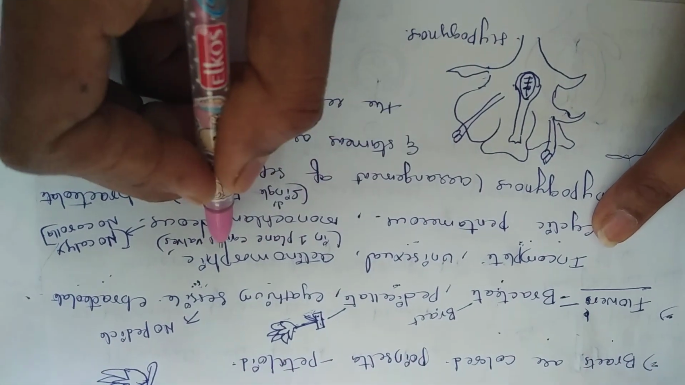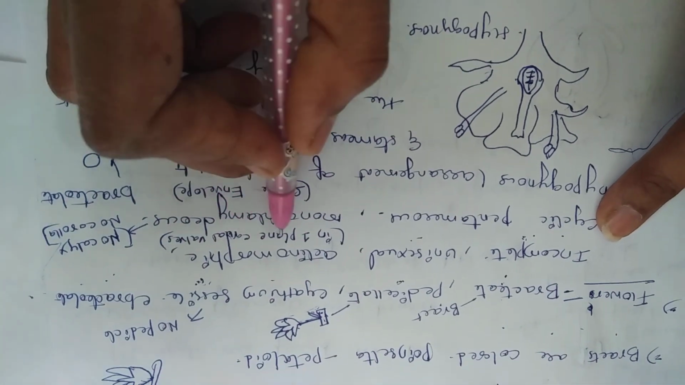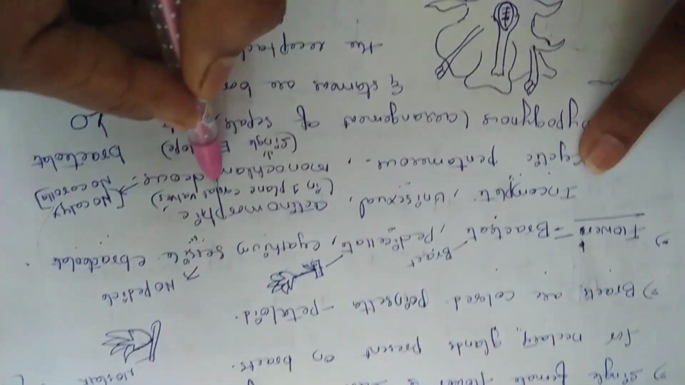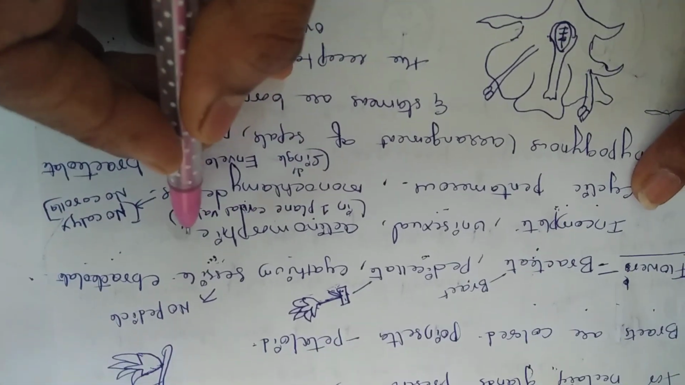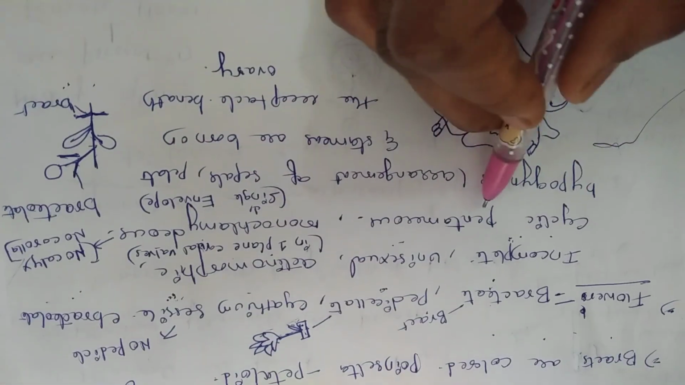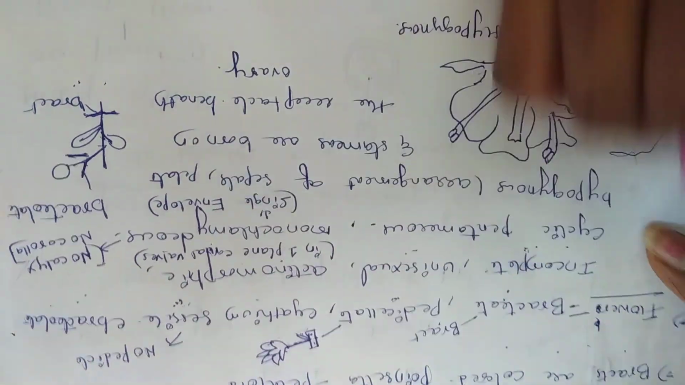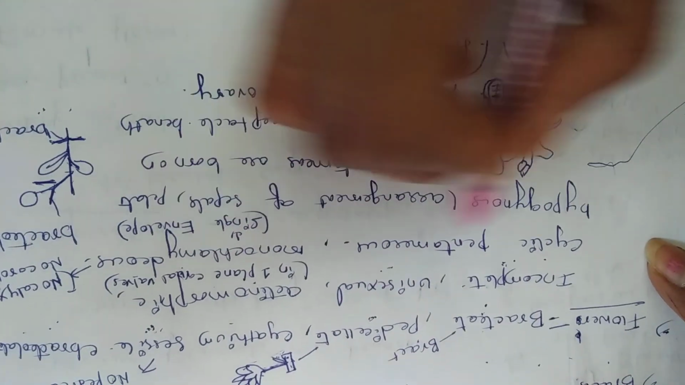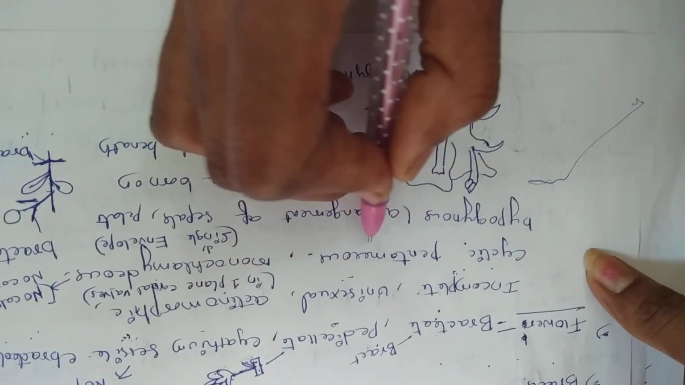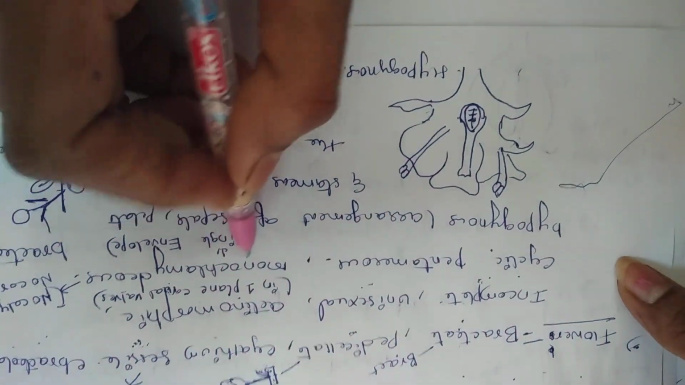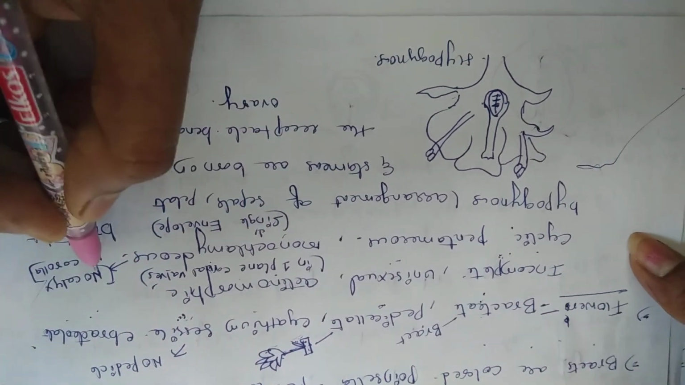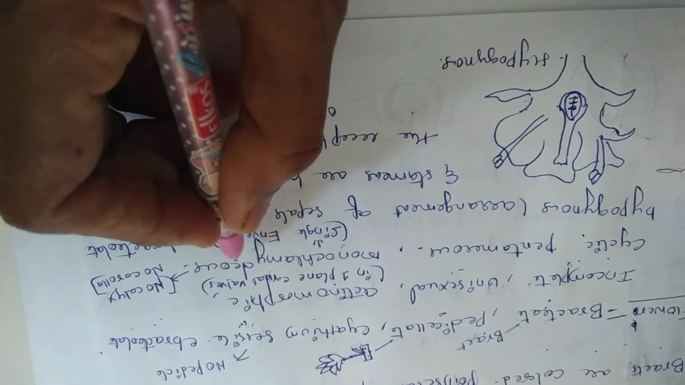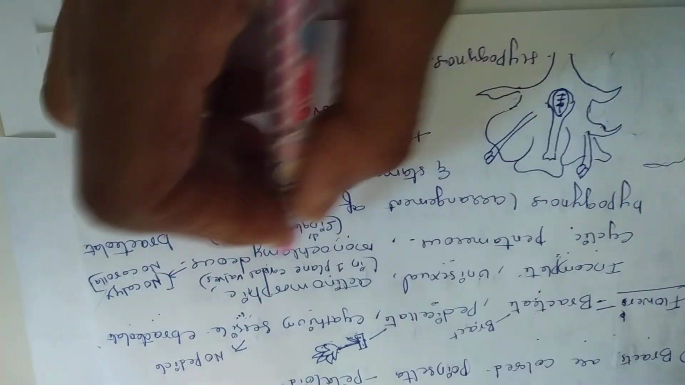And actinomorphic, if the flower can be cut in one plane to get equal halves, it is called actinomorphic. And cyclic is nothing but circularly arranged, pentamerous flowers can be seen. Five flowers are arranged, so it is called cyclic pentamerous. And monochlamydeous, single chlamydeous, no calyx or corolla. The perianth can be seen. The perianth is covered by a single chlamydeous.